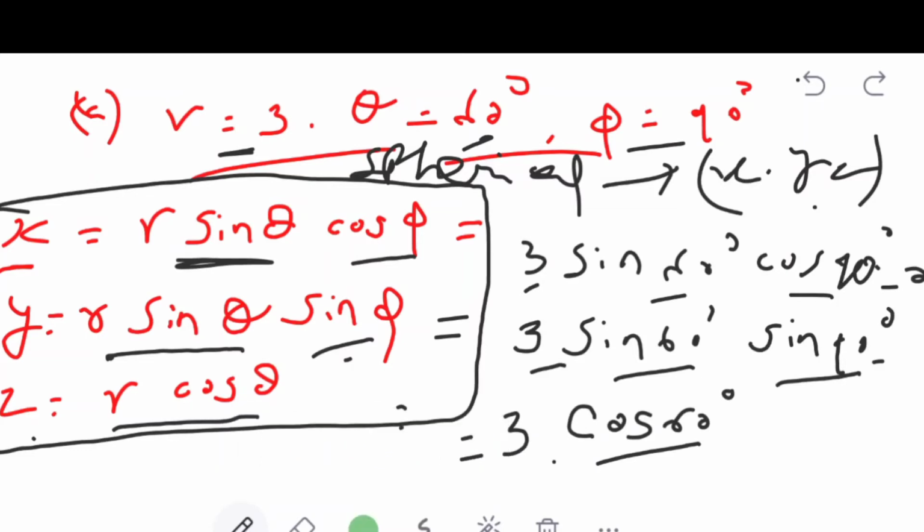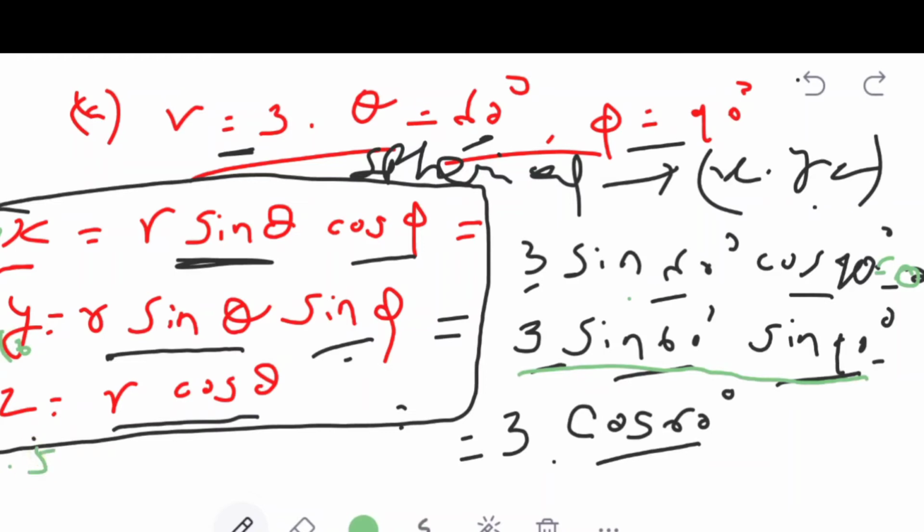The answer you get: sin 60 cos 90, cos 90 is 0, so the entire term becomes 0. This is x equal to 0. And y equal to 2.598, by doing the calculation. Z equal to 1.5.